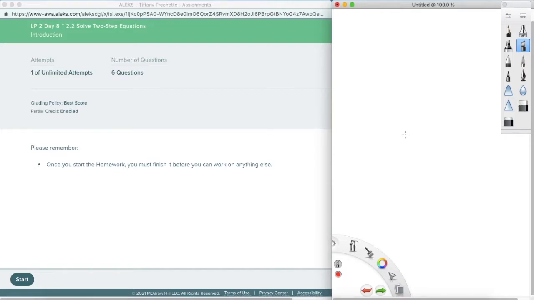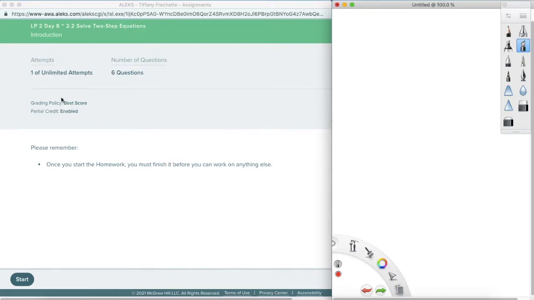Alrighty, we are in Chapter 2, Section 2, called Solve Two-Step Equations. This is for Math 8. So as always, I'm just going to go over this screen really quick. This is the front screen for doing your homework on Alex this year.